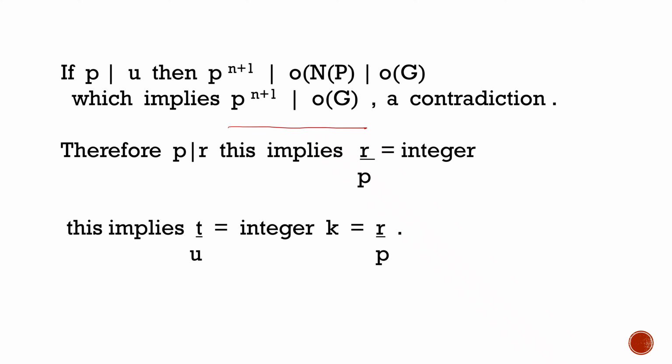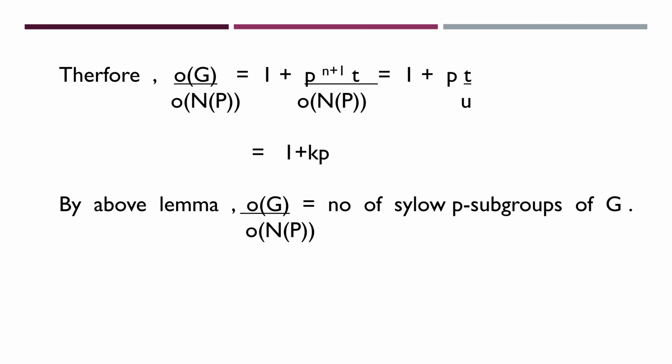Therefore, p divides r, which implies that r upon p is an integer, which implies that t by u is an integer, k, which is equal to r by p. Therefore, the order of the group divided by the order of the normalizer of P is equal to 1 plus p power n plus 1 times t divided by the order of the normalizer of P, which is equal to 1 plus pt by u, which is equal to 1 plus kp.